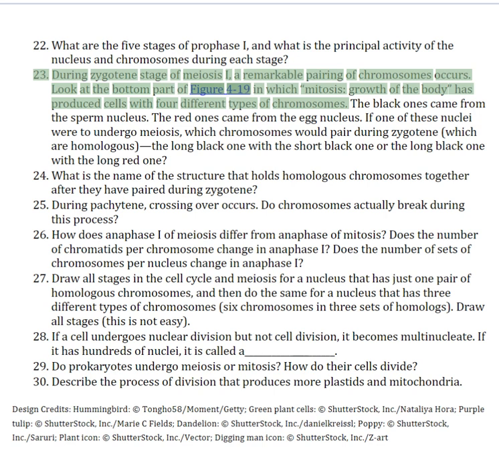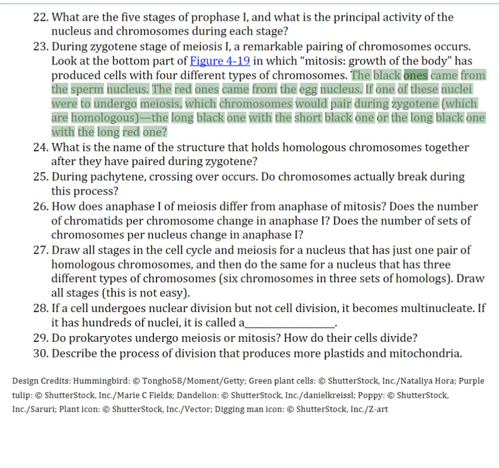23. During zygotene stage of meiosis I, a remarkable pairing of chromosomes occurs. Look at the bottom part of figure 4.19, in which mitosis, growth of the body, has produced cells with 4 different types of chromosomes. The black ones came from the sperm nucleus. The red ones came from the egg nucleus. If one of these nuclei were to undergo meiosis, which chromosomes would pair during zygotene, the long black one with the short black one or the long black one with the long red one?